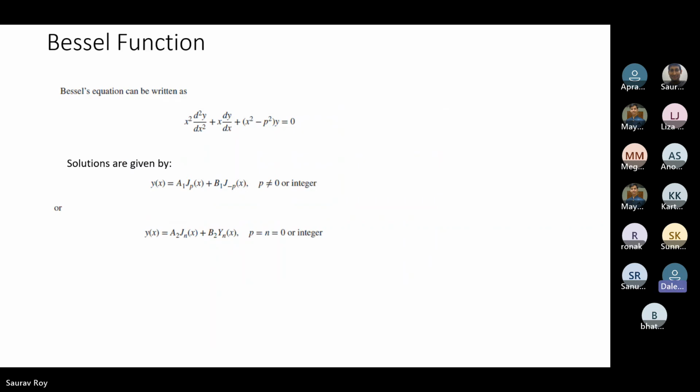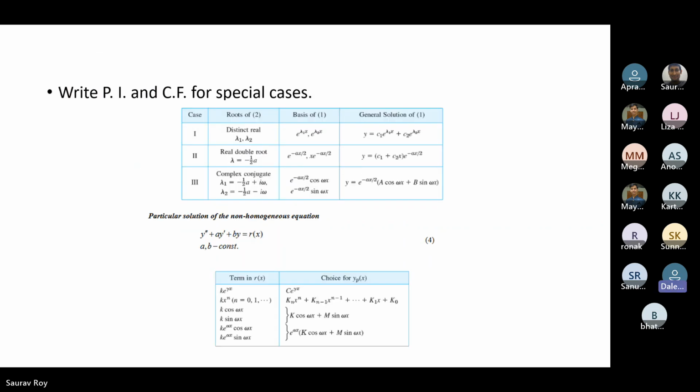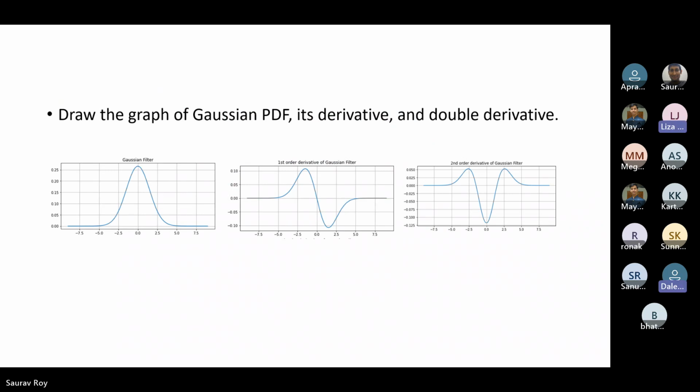Could you explain the graph which you showed previously? Okay. So for this Gaussian PDF, you remember this curve, right? This is just a normal Gaussian PDF, if you remember.